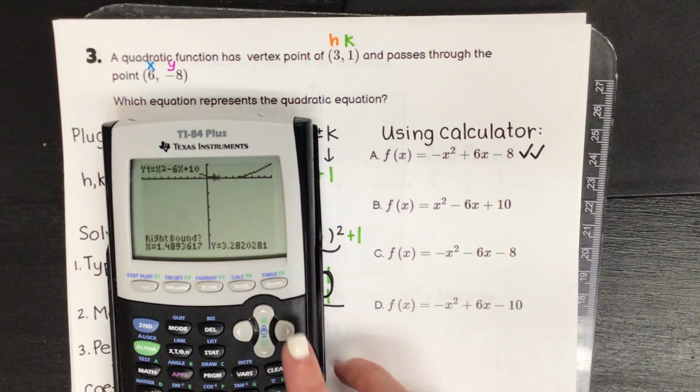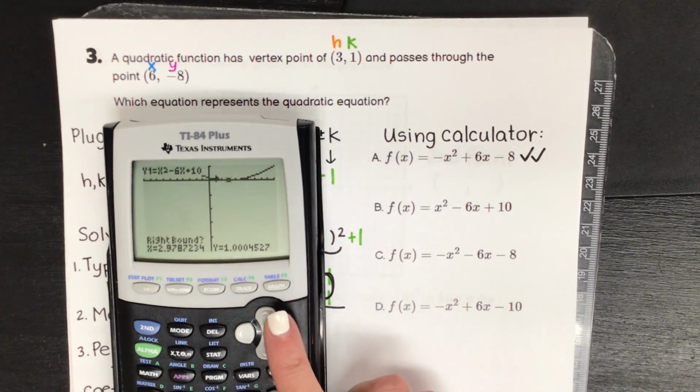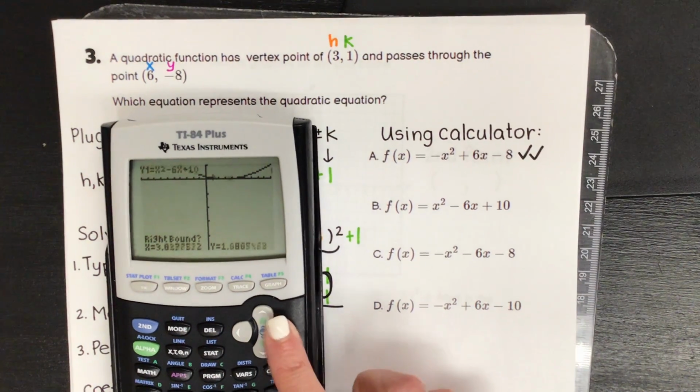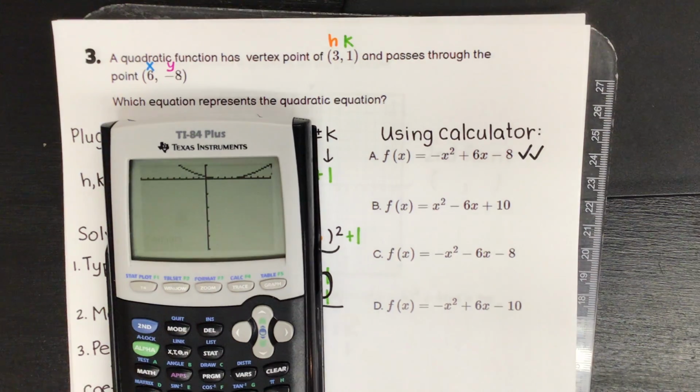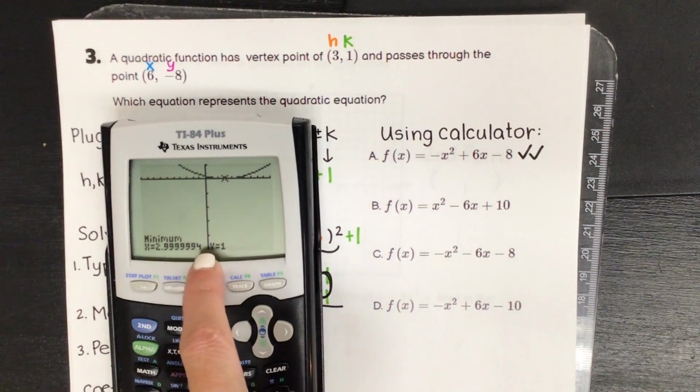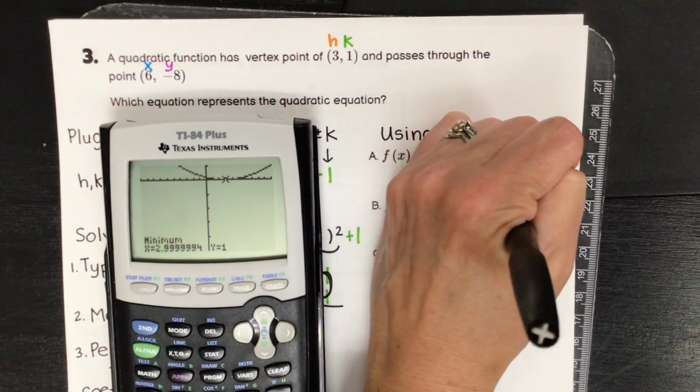So I'm going to go left several times just because I'm not really sure where the vertex is, because I'm just not going to do any further window adjustments. And now I'm going to go to the right side of that several times and lock in. And now I'm going to hit guess. And look at what my vertex is now. It's 3, 1. So it has the vertex I want.